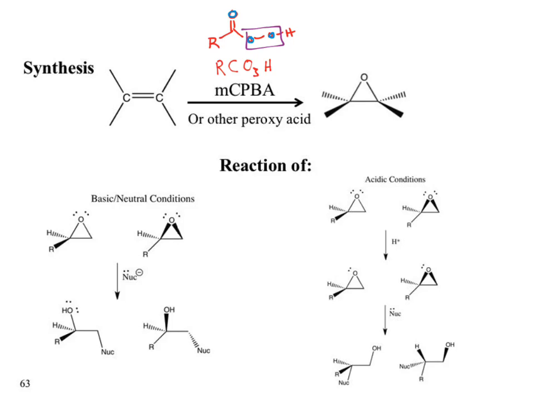Why would it want to open up that ring? It's not stable because of ring strain, or bond angle strain. One of those named strains, I don't remember which one it is, but it's not happy. We want 109.5 and we're at 60.